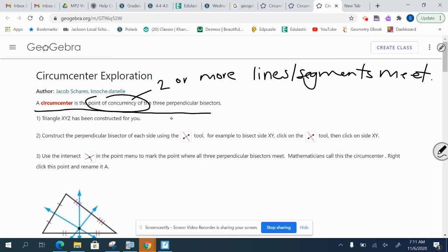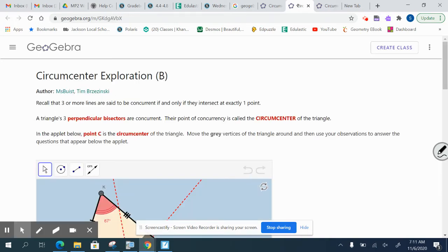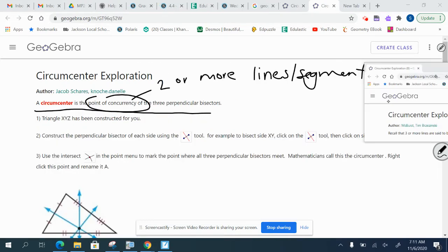So for number 1, triangle XYZ is shown below. Actually, I think I'm on the wrong page here. Oh, yes. Sorry about that. That was still a good note to take. But anyway, recall that 3 or more lines are said to be concurrent if and only if they intersect at exactly 1 point. A triangle's perpendicular bisectors are concurrent. Their point of concurrency is called the circumcenter of the triangle, just like what we mentioned before.